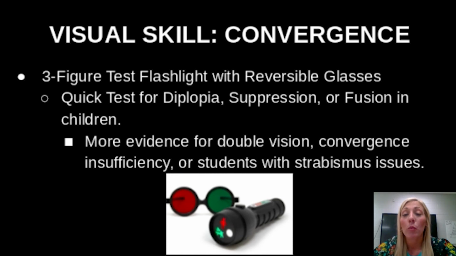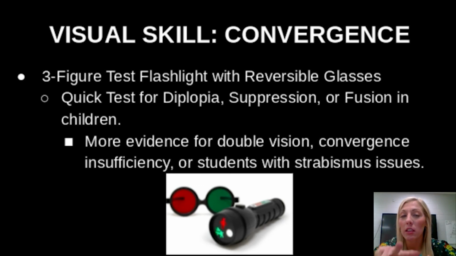This is a test that I really recently discovered, actually, but I really like the 3-figure test flashlight with reversible glasses. It's a quick test for double vision, suppression, and fusion, and it really helps if you're seeing convergence issues or the parents or their doctors are reporting this. This is just more evidence for your report to say, yes, we are seeing convergence insufficiency. Students with strabismus sometimes have issues with this, with the double vision.